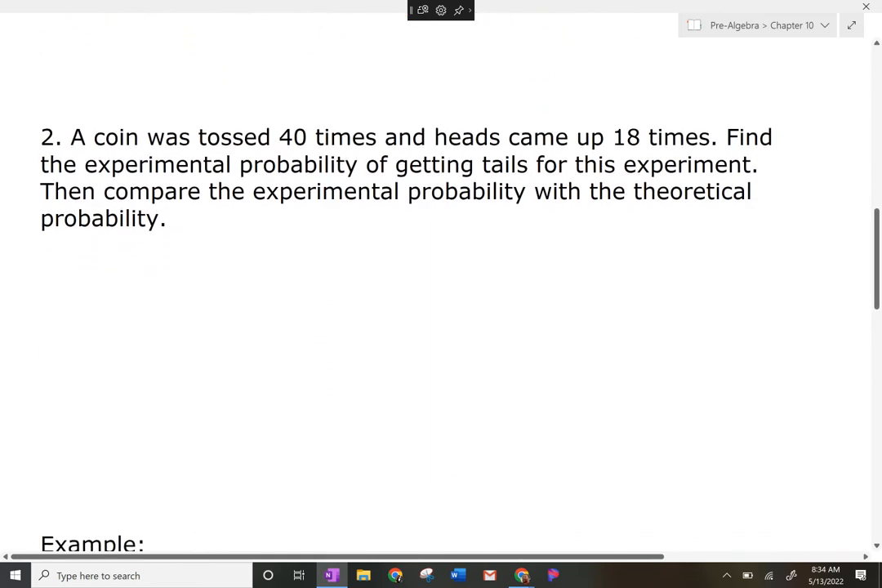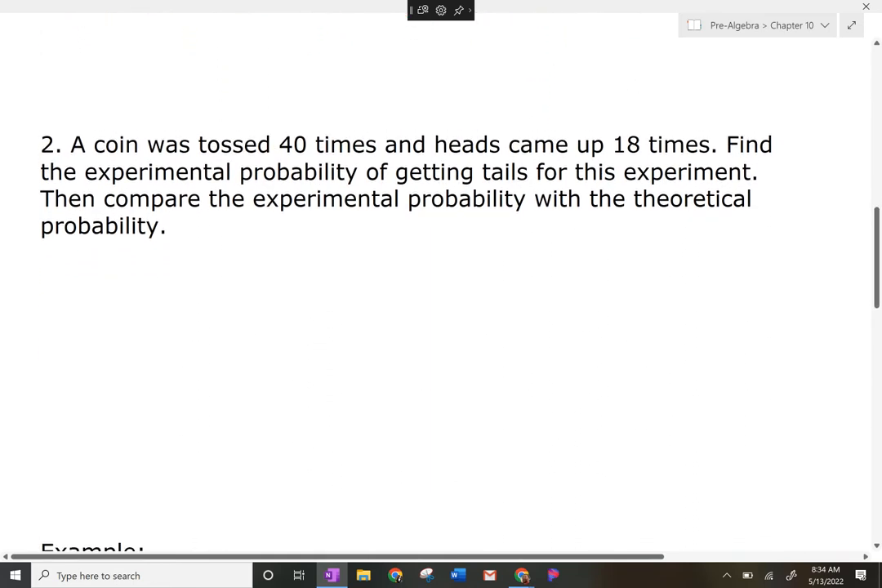So we're going to do this one. I'm going to kind of show you this one. It's a kind of a simpler one. We don't have to make the tally mark for it. But this one says a coin gets tossed 40 times. Heads comes up 18 times. Find the experimental probability of getting tails. So let's just do my 2 choices here. I've got heads. I've got tails.